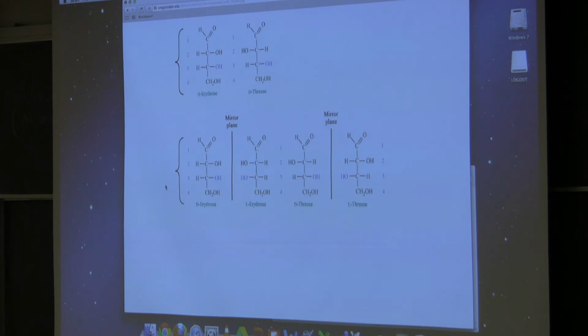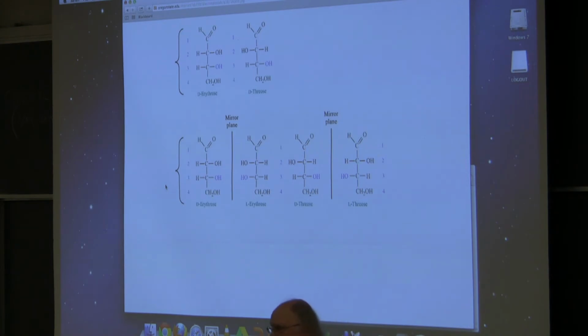If I have stereoisomers that are mirror images of each other, like D-glucose and L-glucose, they are called enantiomers, E-N-A-N-T-I-O-M-E-R-S. Enantiomers are stereoisomers that are mirror images of each other. Let's look at this up here. D-erythrose and L-erythrose are enantiomers. D-erythrose and D-threose are diastereomers. D-threose and L-threose are enantiomers.